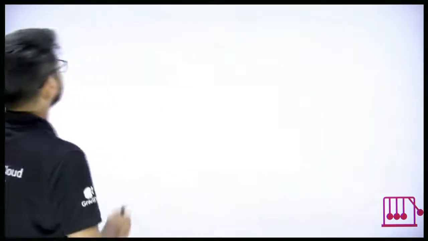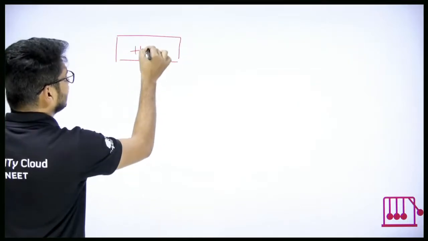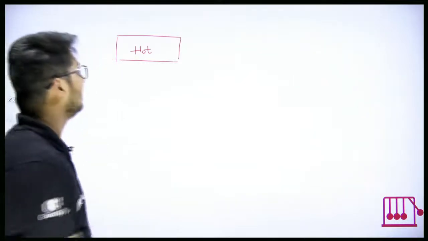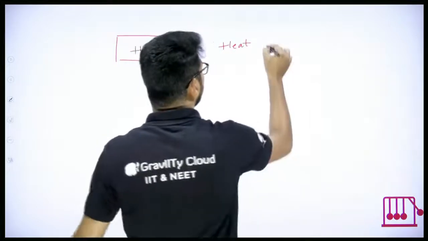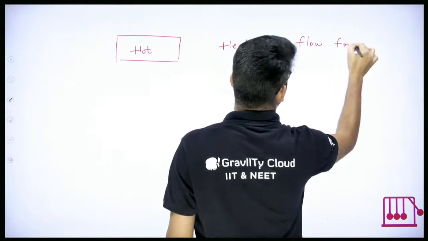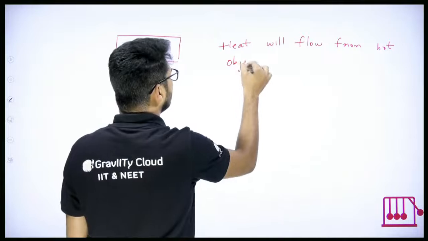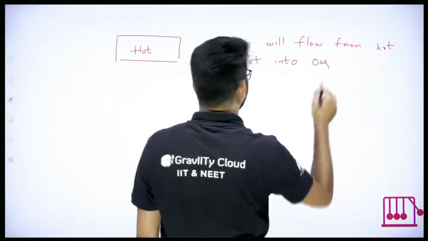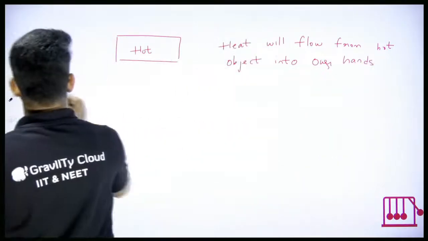Now what happens is, if this is a hot object, and if I touch the hot object, heat will flow. Heat is a form of energy. So heat will flow from the hot object into our hands when I touch it. Yes or no? Just a minute.